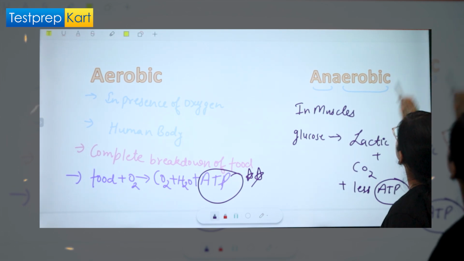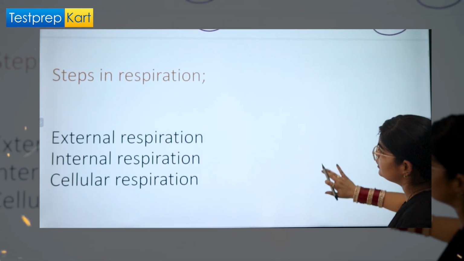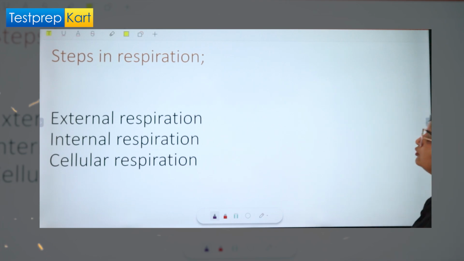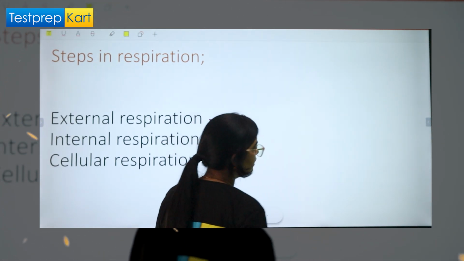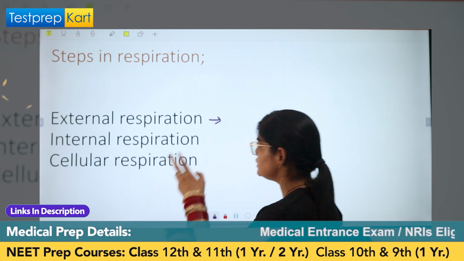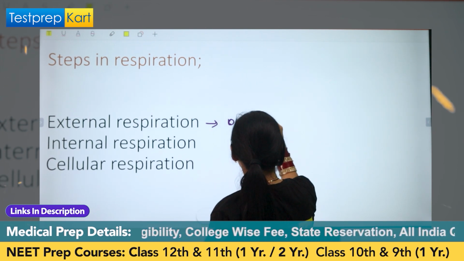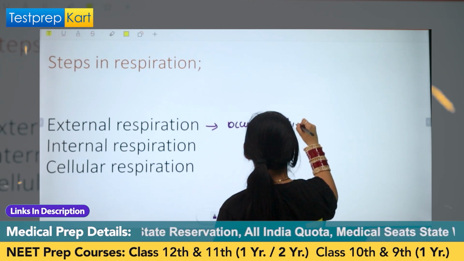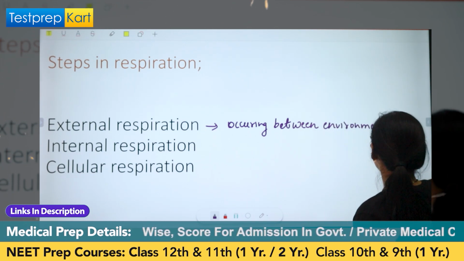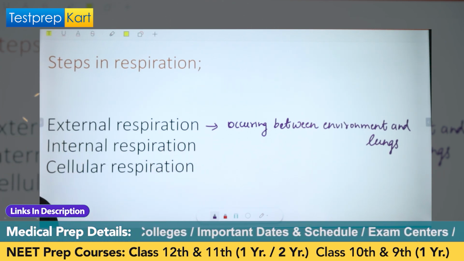Now moving forward, we'll talk about steps in respiration. When we talk about steps in respiration, we say there is inhalation and exhalation, or intake of oxygen or removal of carbon dioxide. External respiration is basically occurring between the environment and our lungs, right? The air which is present outside in our environment is rich in oxygen, right? The oxygen which is present outside is taken inside our body by the lungs.